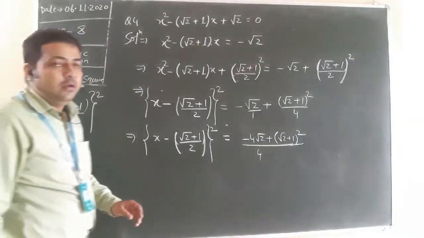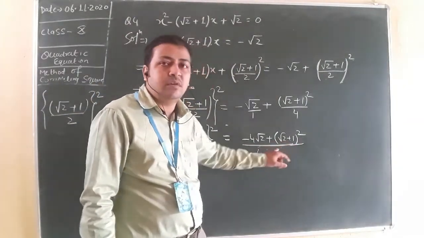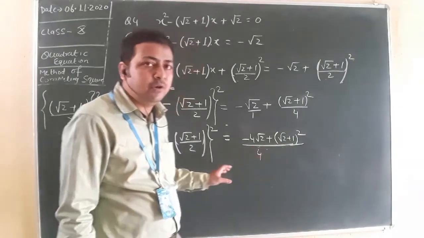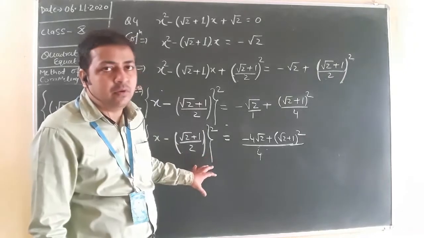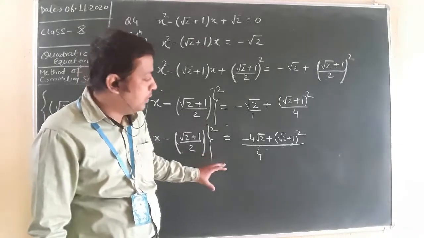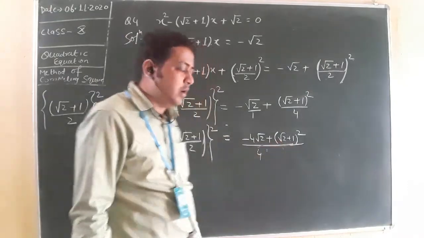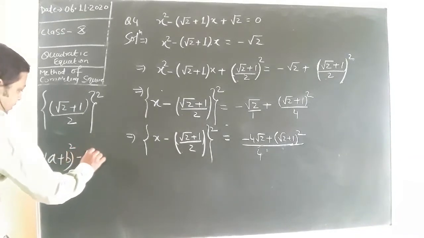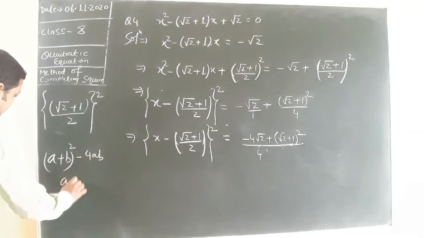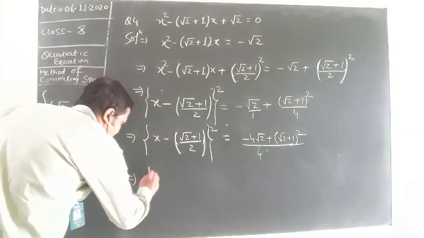Now here you have to transform this into whole square form. Without transforming this into whole square form, you can't find the value of x in the simplest form. Here you have to find the value of x in the simplest form. For this you have to transform it into the a plus b or a minus b whole square form. For this, the formula is a plus b whole square, if minus 4ab is there, it will become a minus b whole square. This is the formula. Use this formula at that time and solve the question.